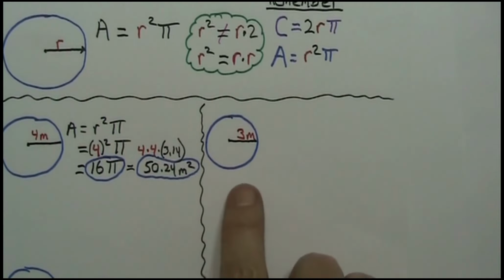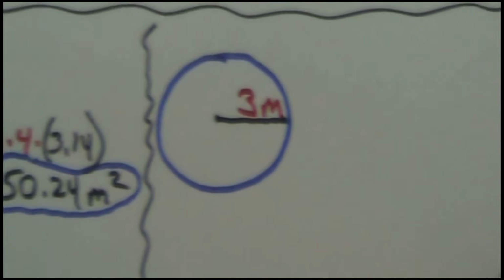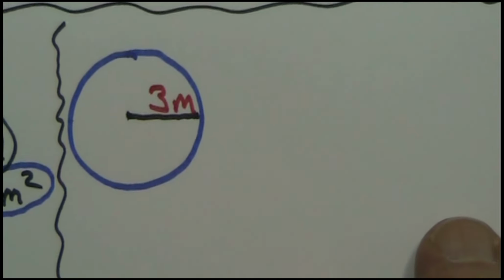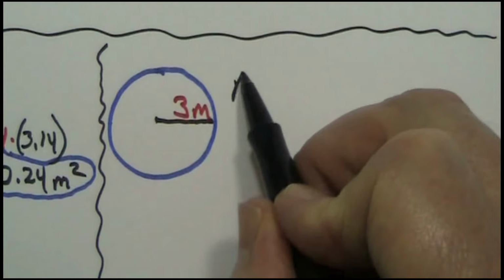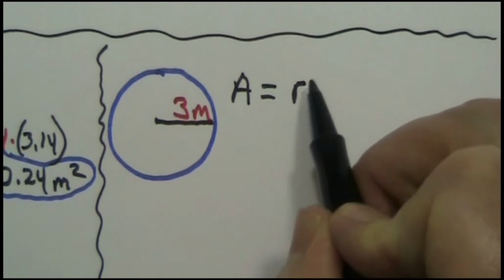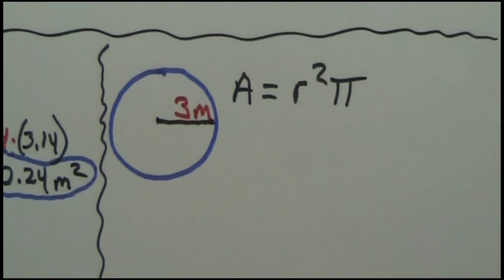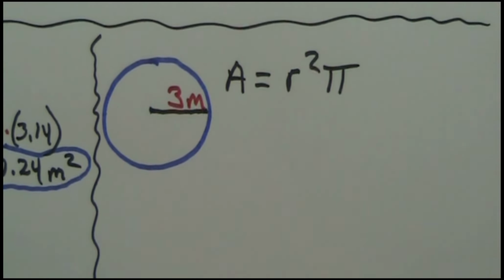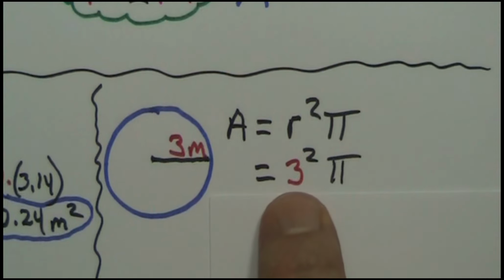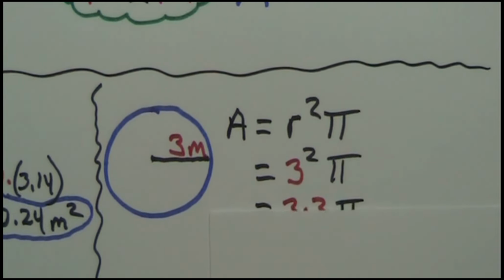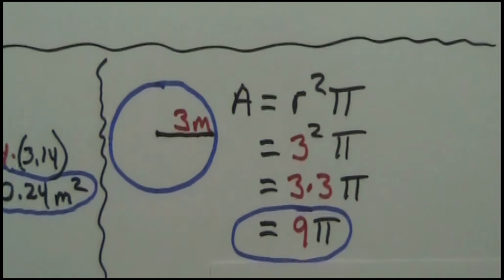Okay, now you try this one right here, and we'll use a radius of 3 meters. Always write down the formula, you just plug in the numbers after that. Okay, see if you can calculate the exact and approximate. So the radius is 3, so it's 3 squared pi. That's 3 times 3 times pi, and that would make it 9 pi. That's the exact answer.